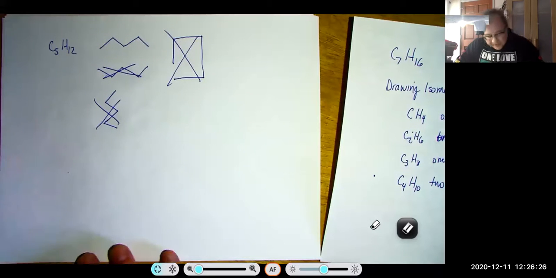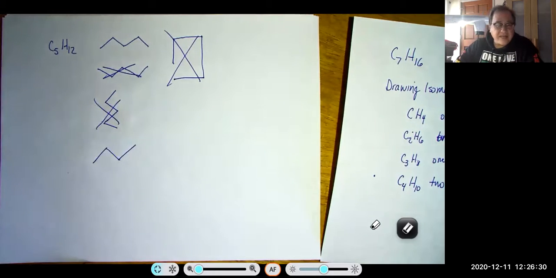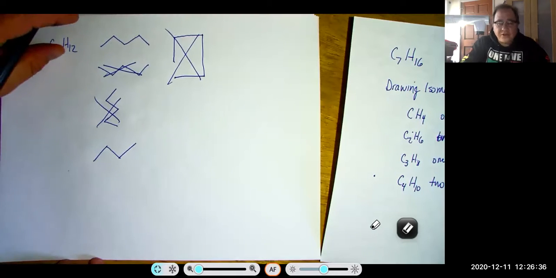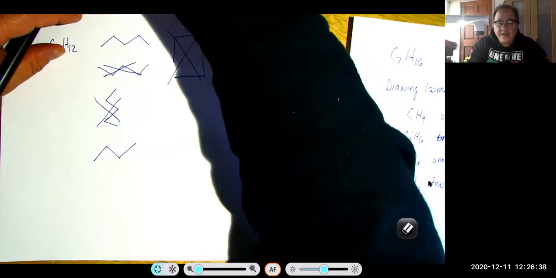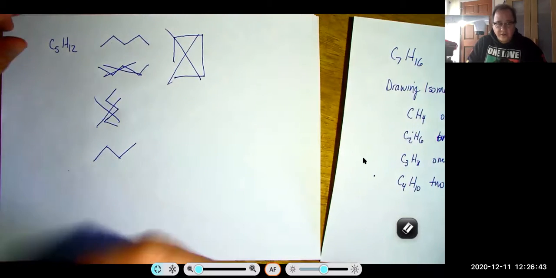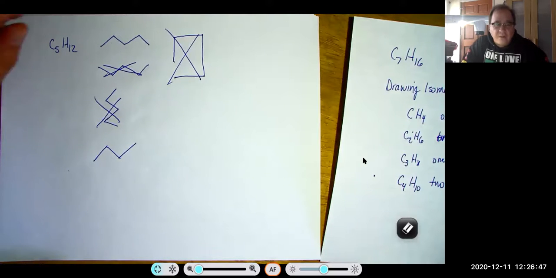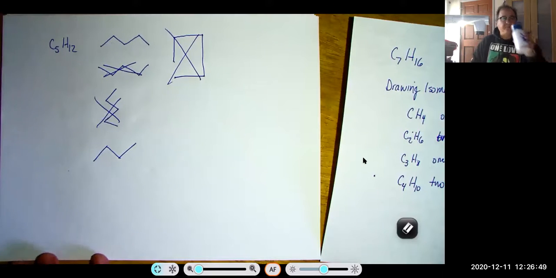Now the next step is to do this and take that one carbon and add it to this somewhere to see what we get. So I want you to draw all the isomers you can where the longest chain is 4 and there's a branch of a single carbon off of that. When you think you have it, give me a thumbs up.